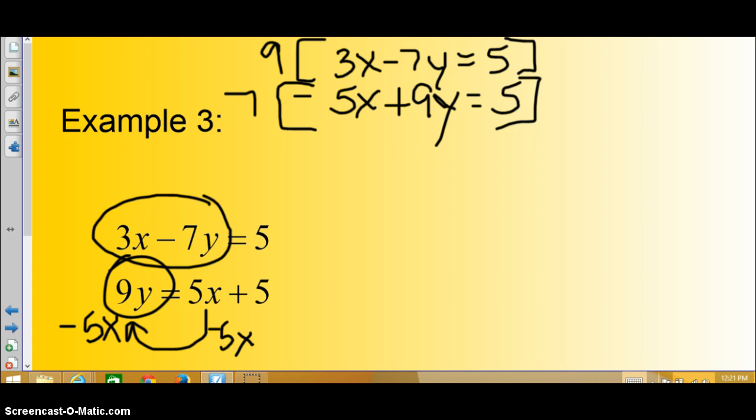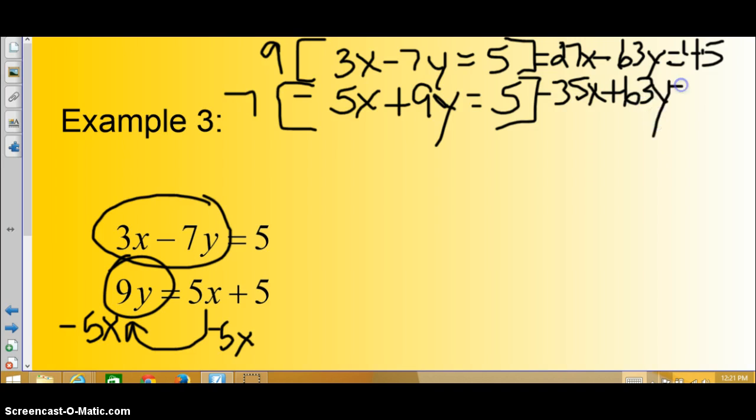So when I do that, I end up with, and hopefully I have enough room here, 9 times 3x is 27x. 9 times a negative 7y is a negative 63y. And 9 times 5 is 45. All right, multiplying the second equation, we've got 7 times negative 5x is negative 35x. 7 times positive 9y is positive 63y. And 7 times 5 is 35.